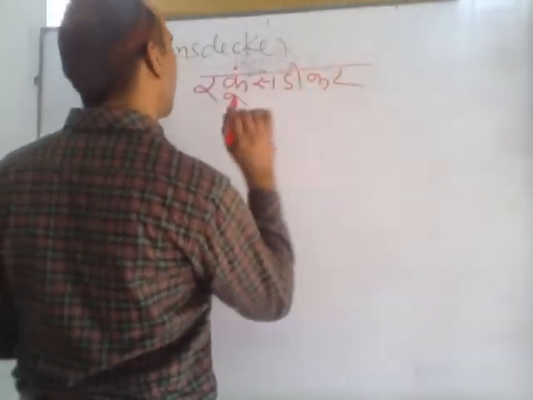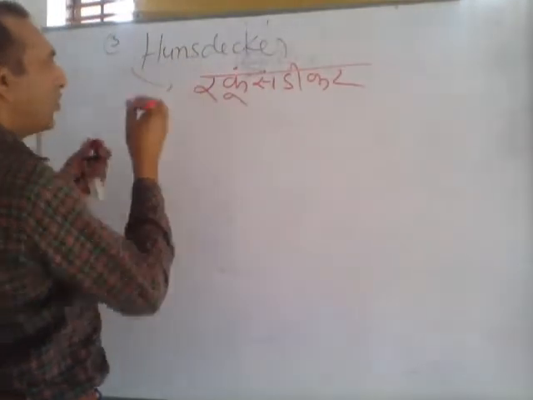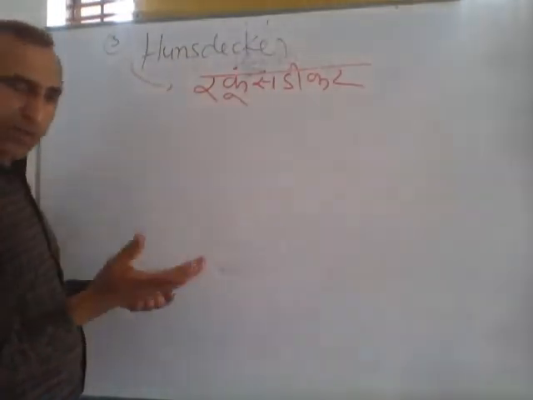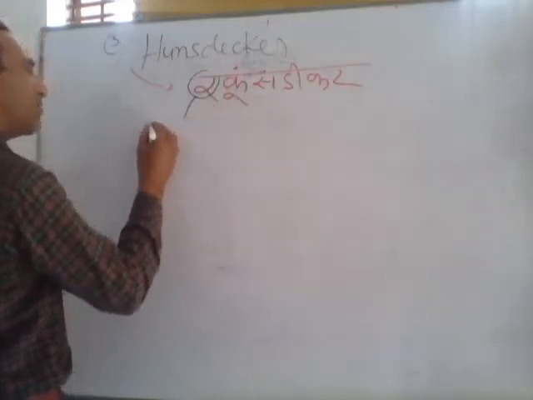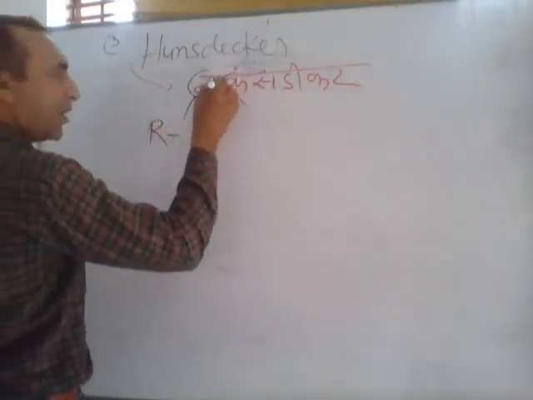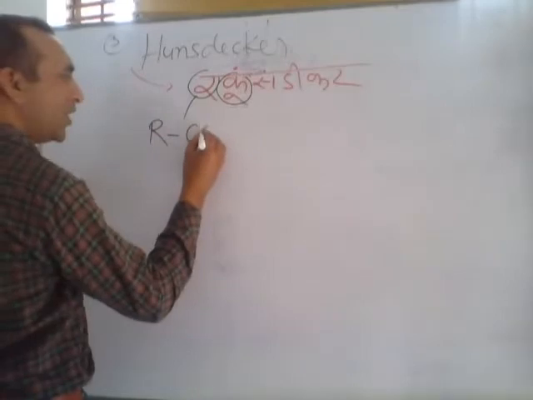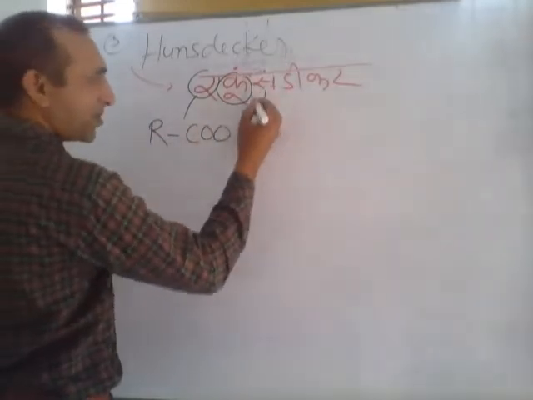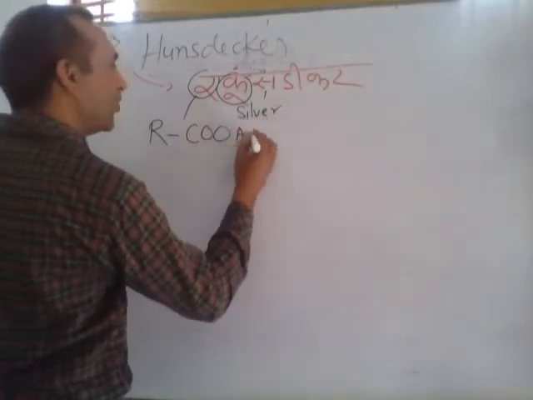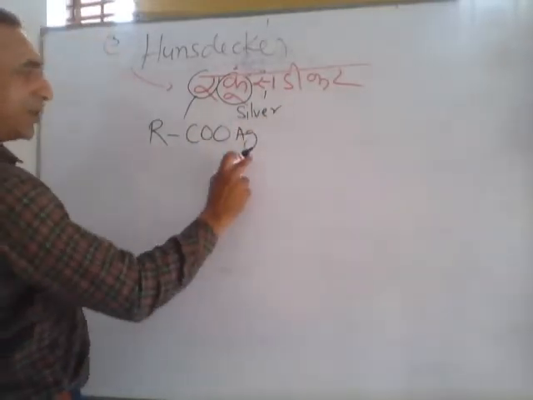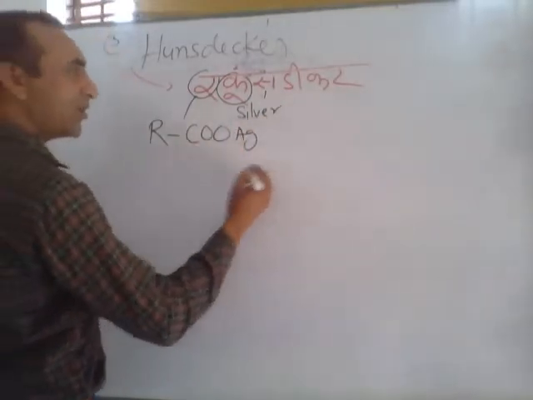Listen, this is a homophone of Hunsdiecker. Here, Ra means R. The meaning of Ku is COO. The meaning of Sa is silver. This Sa stands for silver, so we use silver. This is called the silver salt of carboxylic acid.